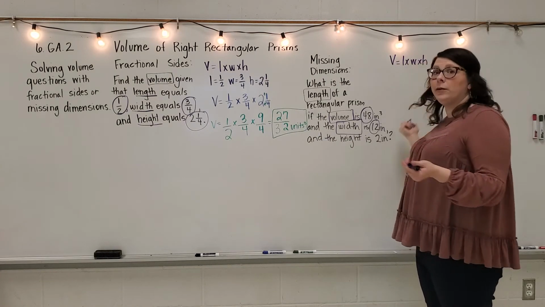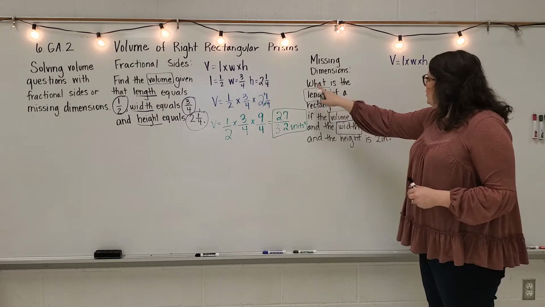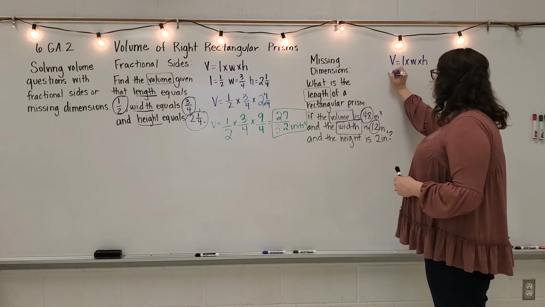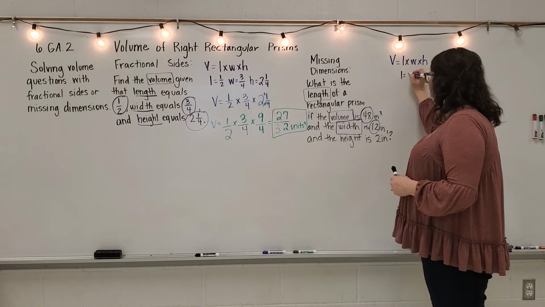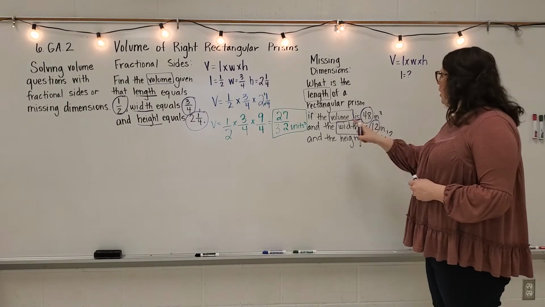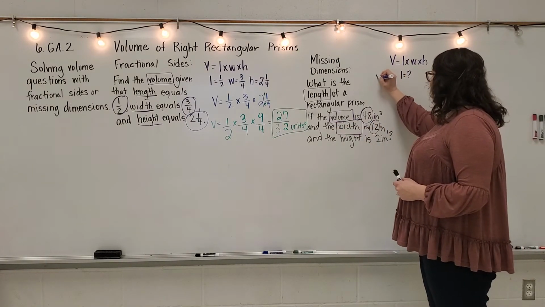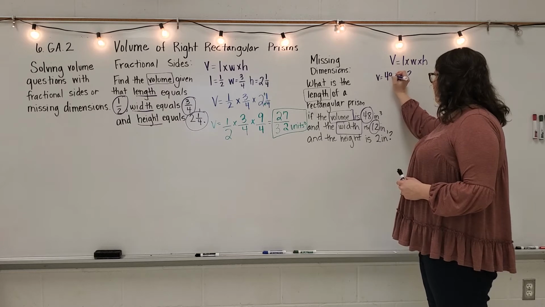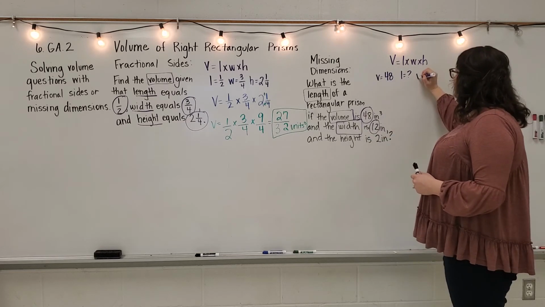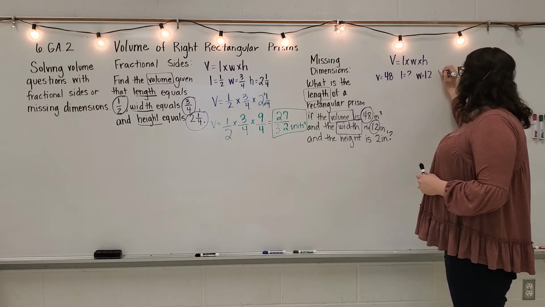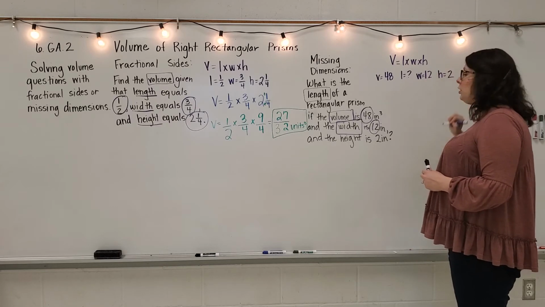And now I'm going to fill in what I know. Well, it says, what is the length? So I put length question mark because I don't know what it's equal to. Volume is equal to 48 inches cubed. Width is equal to 12. And height is equal to 2.